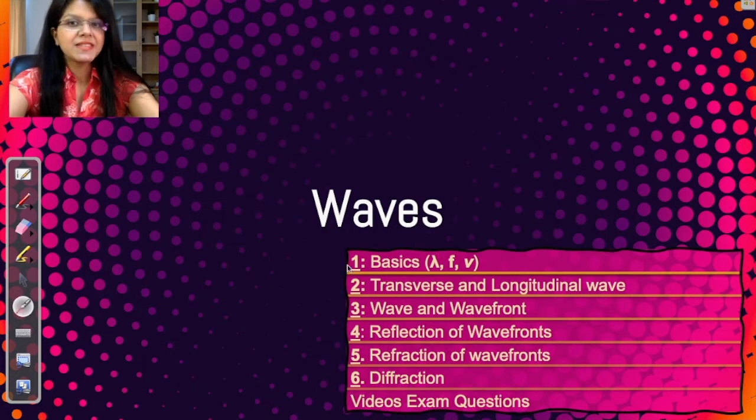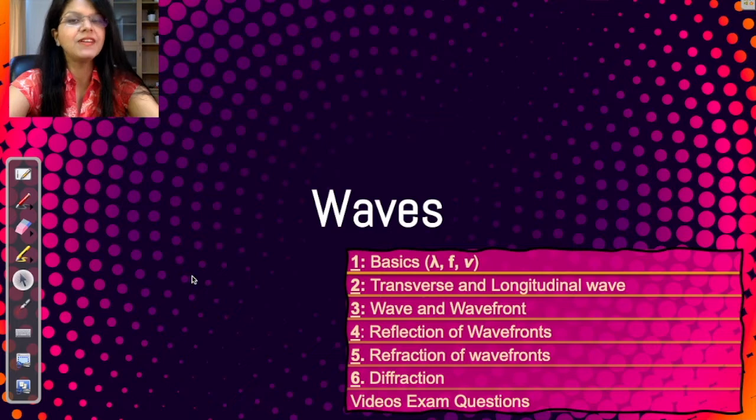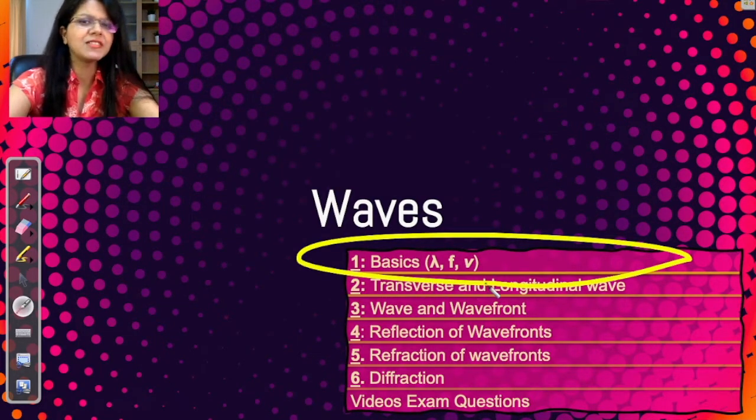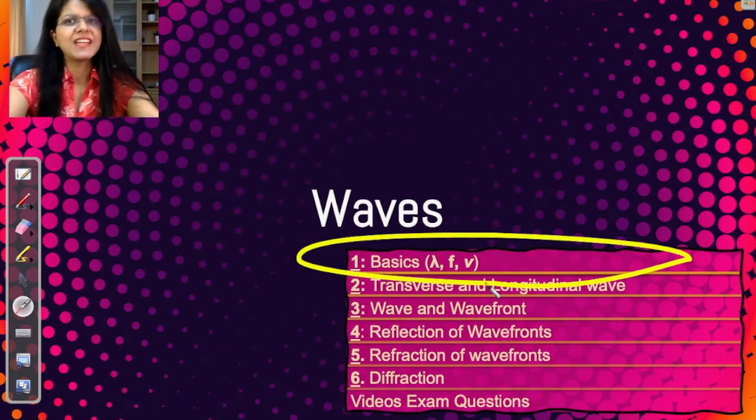So this chapter is about the basics of wave. In this chapter, we are going to understand the wavelength of wave, the frequency of wave, and the speed of wave. The next chapter will be talking about transverse and longitudinal wave. We'll also be talking about wavefronts, reflection, refraction, diffraction in this entire very interesting chapter of wave. So let us start with the basics.